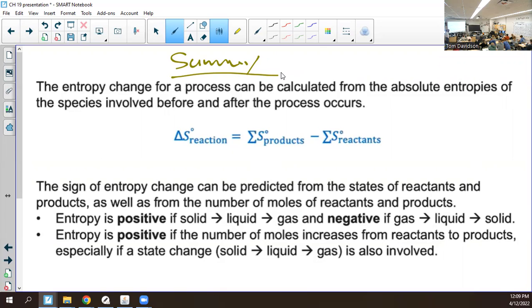All right, here are the things. We wrote them yesterday in a different way, but we wrote these similar. Entropy is positive if solid goes to a liquid, to a gas, or negative if a gas goes to a liquid or a solid. So the state change, hopefully you remember that from yesterday. If the number of moles increase from reactants to products, especially if a state change going to a gas is involved. So are we okay with these so far? Okay.